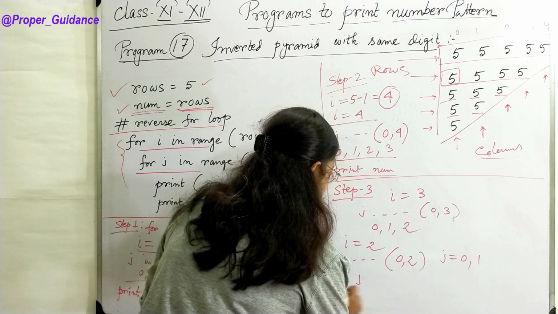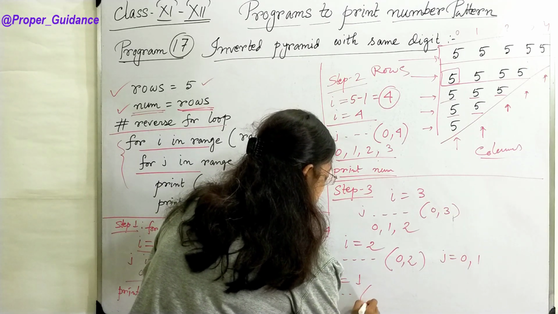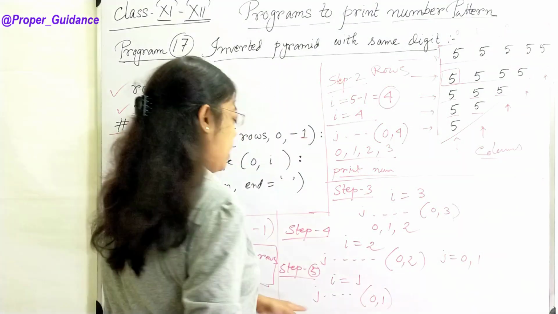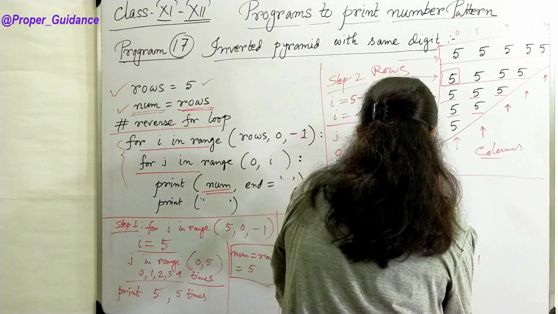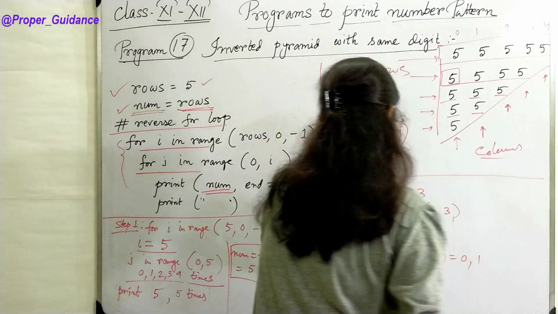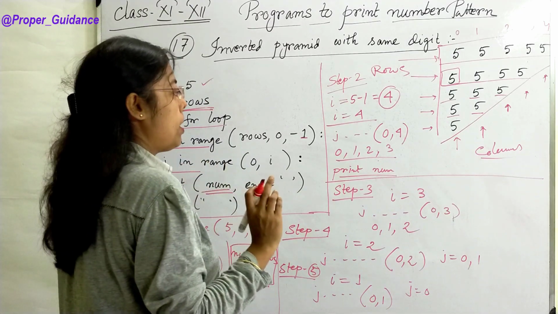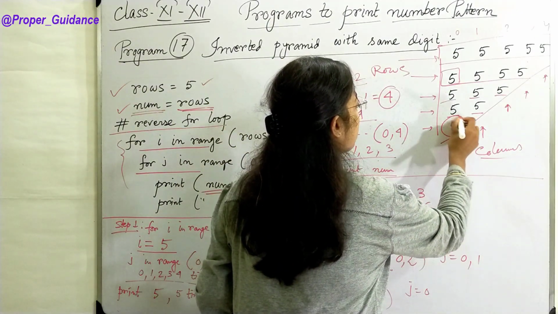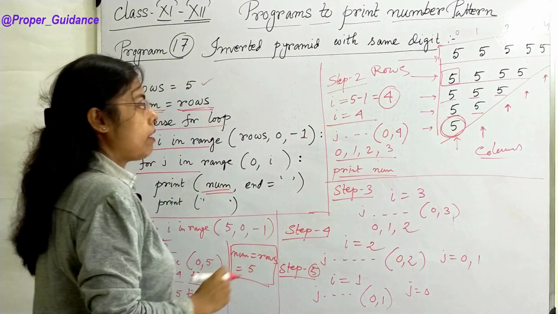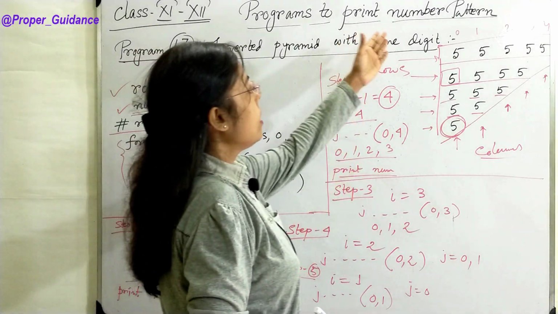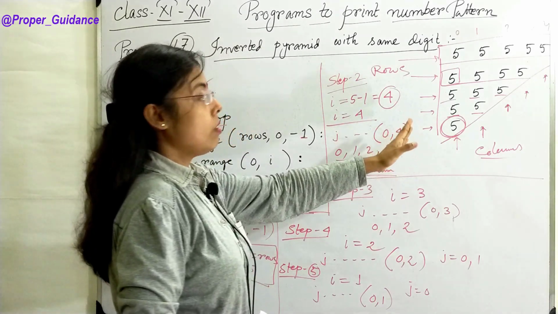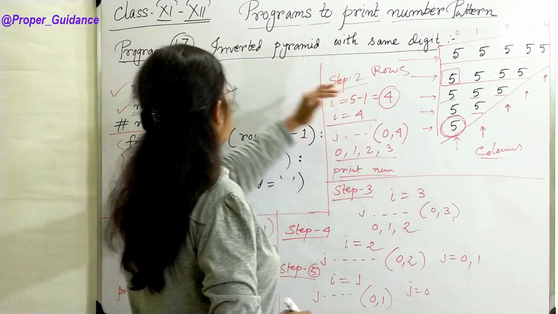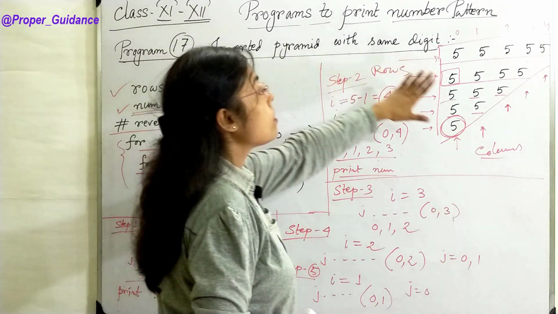And step 5, i equals 1. When i equals 1, j will be what? Range of j is 0 to 1, that is 1 is excluded, and j equals 0. Only one time it will print num, and that value of num is 5. In this way we can get the given pattern, that is, the inverted half pyramid with the same digit will be displayed.